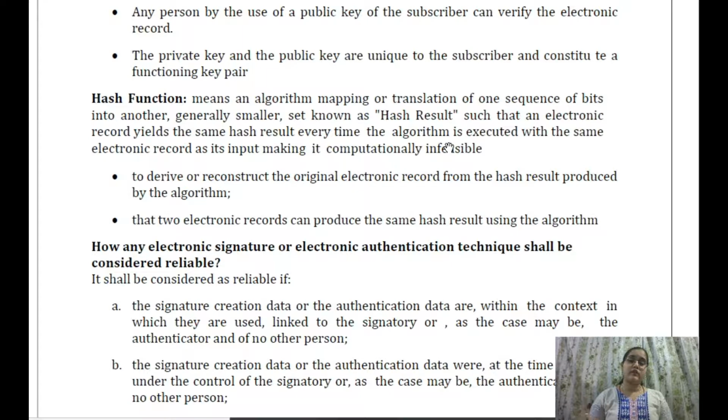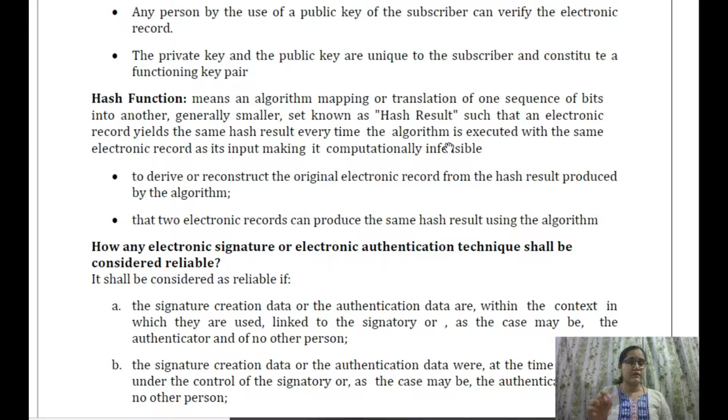Then two electronic records can produce the same hash result using the algorithm. The algorithm developed for two electronic records will always produce the same result when the hash result is being used. Therefore, hash function means an algorithm mapping or translation of one sequence of bits into another, generally smaller number known as hash result, such that the electronic record yields the same hash result every time the algorithm is executed with the same electronic record as its input, making computation infeasible.